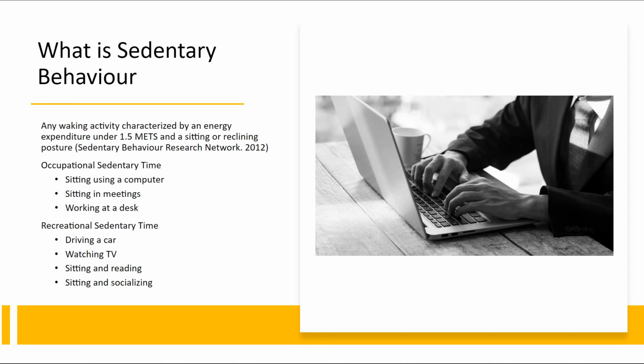A MET is a measure of the ratio of the rate at which a person expends energy. Examples for occupational sedentary time could be sitting using a computer, sitting in meetings, or working at a desk. Recreationally, sedentary time includes driving a car, watching TV, sitting and reading, or sitting and socializing. Another important point is that sleeping, lying down, or standing does not count as being sedentary.